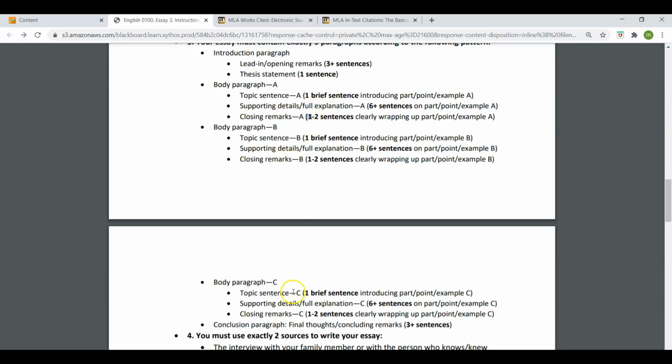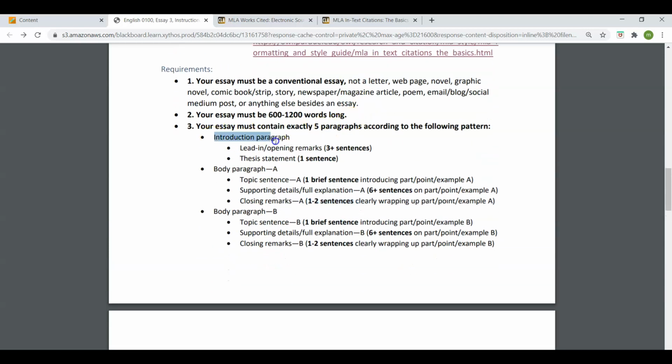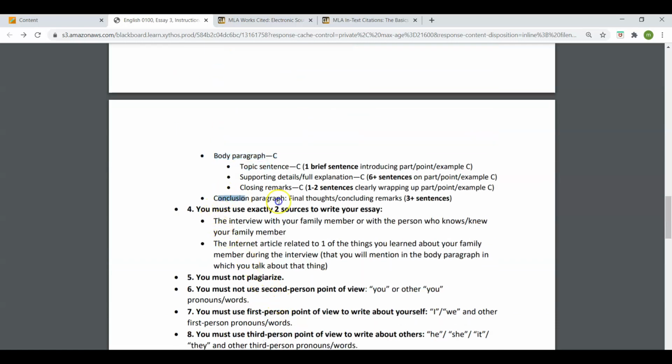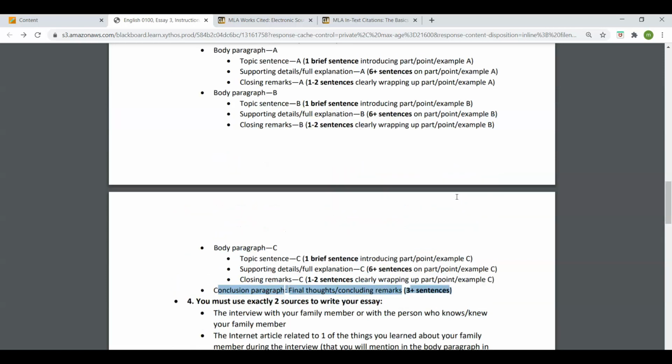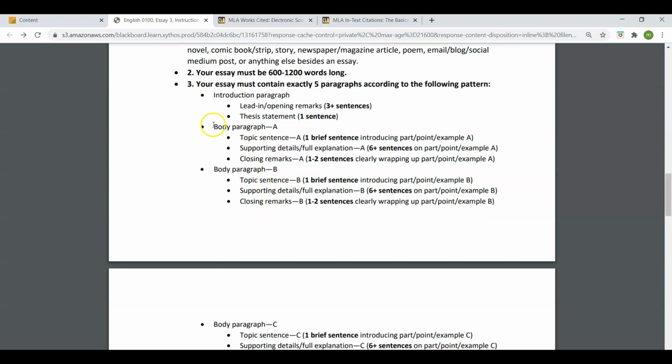And it's true for each paragraph, right? I'll be highlighting my topic sentence. I'll be highlighting my 6 or more detailed sentences. And I'll be highlighting my 1 or 2 closing remarks sentences. And think of it as a head, a body, and a tail, okay? So I told you that overall, the essay has a head, a body, and a tail. That's the essay as a whole. But in the body section, there are 3 paragraphs.